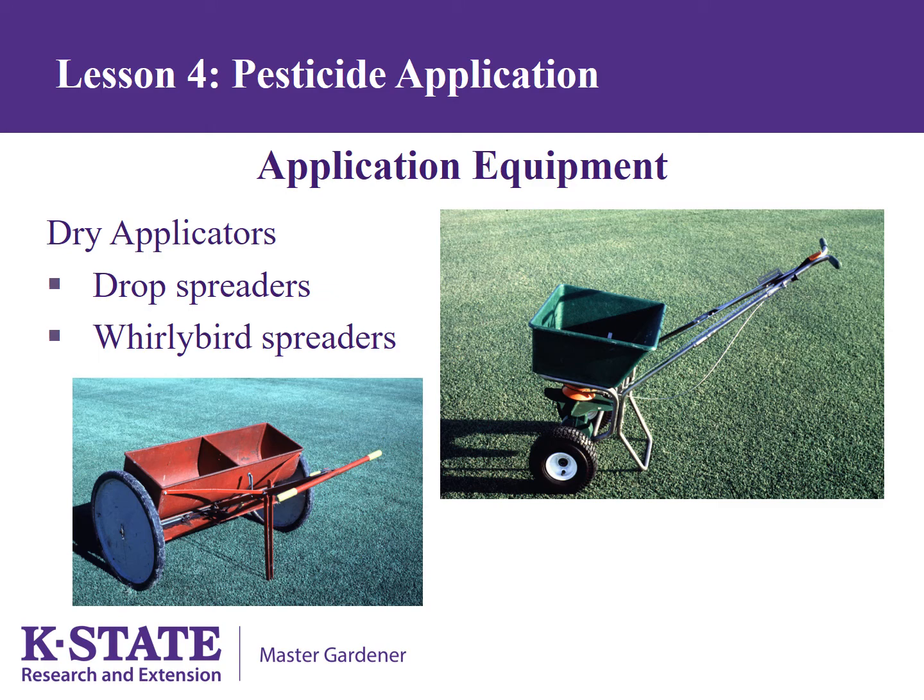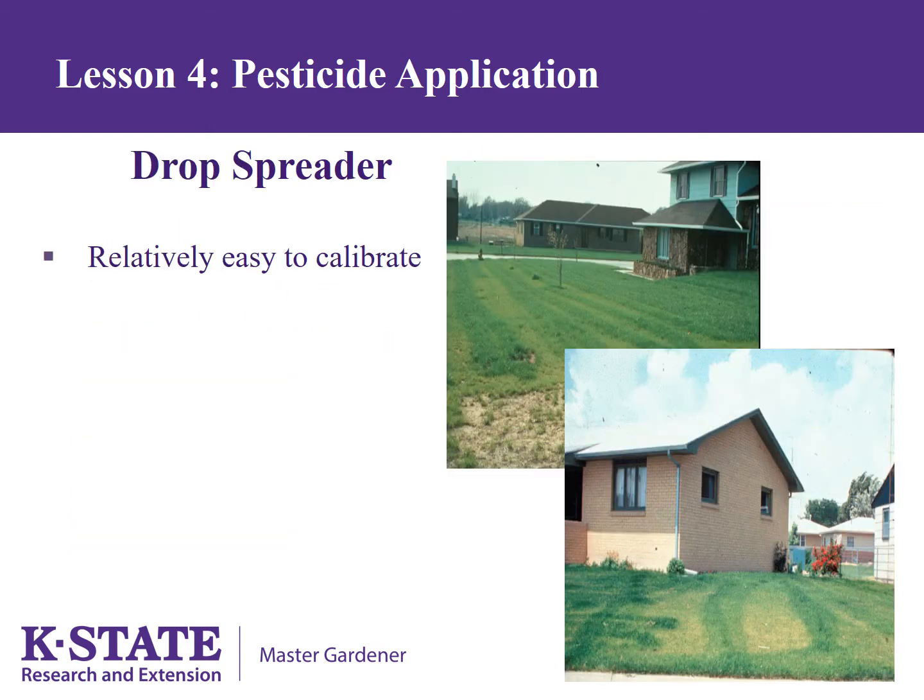For dry applications, such as granulars or fertilizer, you can either use a drop spreader or a whirligig spreader, as featured in these pictures. A drop spreader is relatively easy to calibrate because the product drops straight down, making it easy to catch. This spreader takes more time to apply than when using a whirligig spreader.